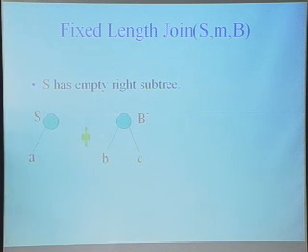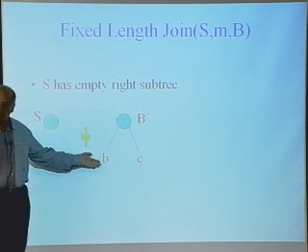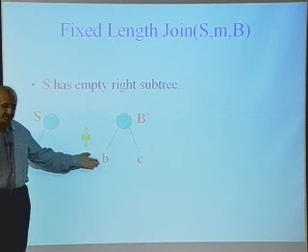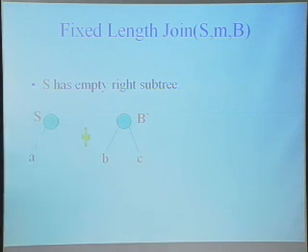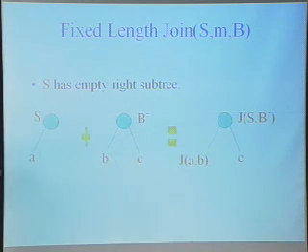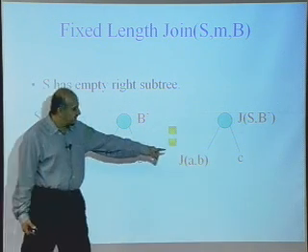and we're trying to join it to B prime, and B prime may have an empty left subtree or it may not. It may have an empty right subtree or it may not, it doesn't really matter. But the key thing here is that S has an empty right subtree. So the result of joining these two when it looks like this is this trie here.